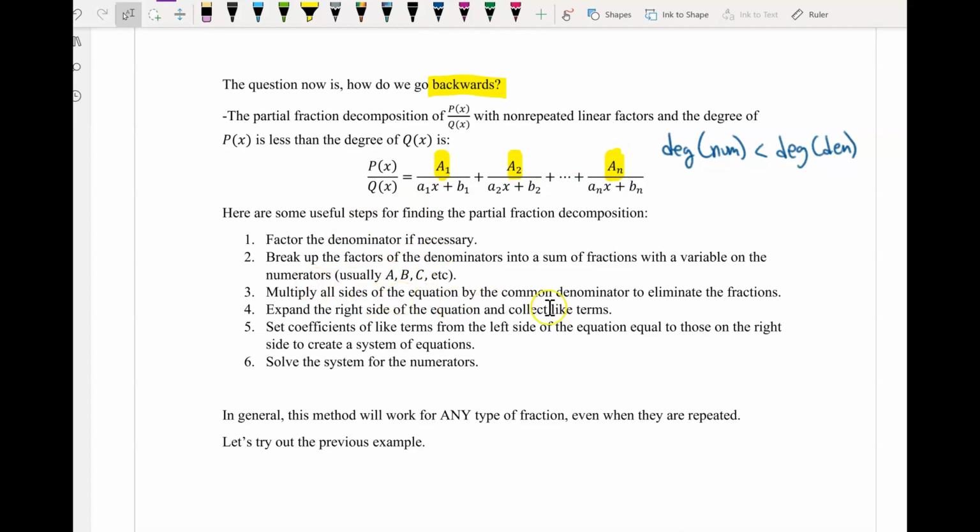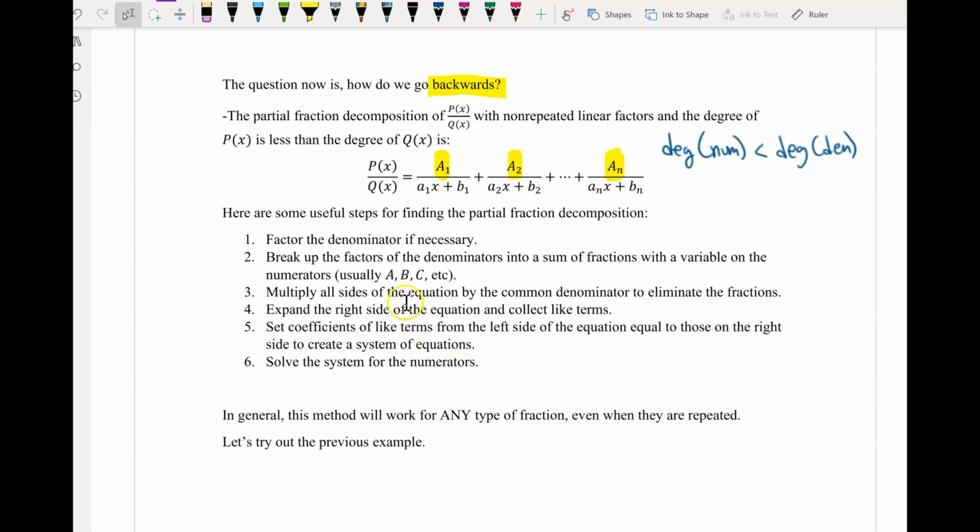Multiply all sides of the equation by the common denominator to eliminate the fractions. Expand the right side of the equation and collect like terms. Then set coefficients of like terms from one side of the equation equal to the ones on the other side to create a system of equations. And then solve the system for the numerators.